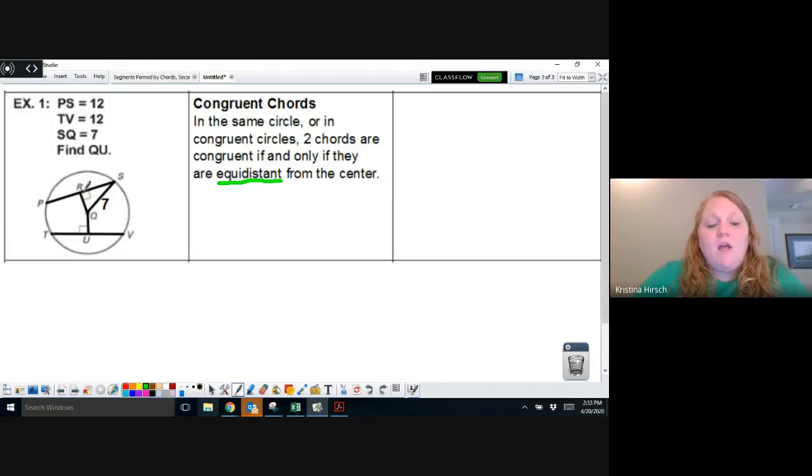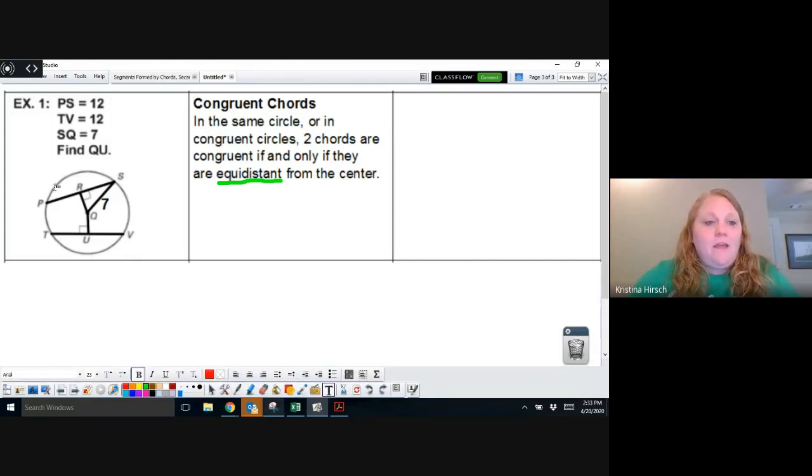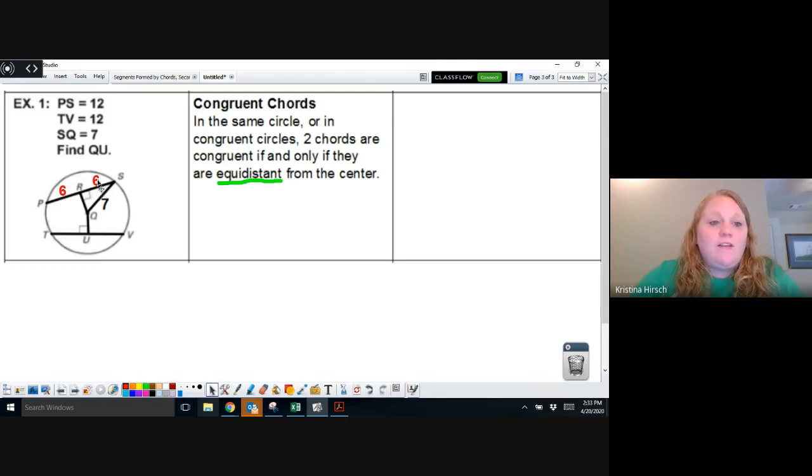Notice that this is a 90-degree angle. So this is not a diameter, right? Like the property said, if it's a diameter and it's perpendicular to a chord, but this little piece right here is a portion of a diameter, so we can still use that same property. And if that's the case, then we know that PS is bisected. So if the whole thing is 12, then each little part is 6, because 6 and 6 make 12. So that's using a property from before, all right?